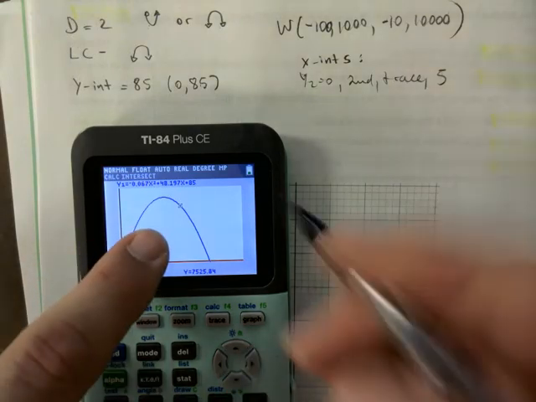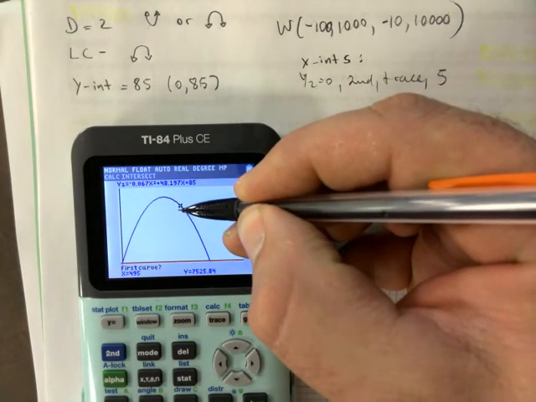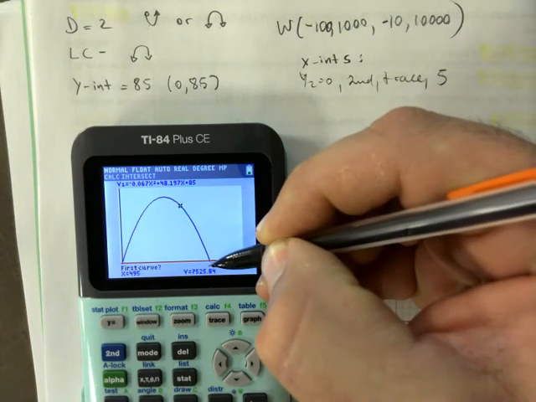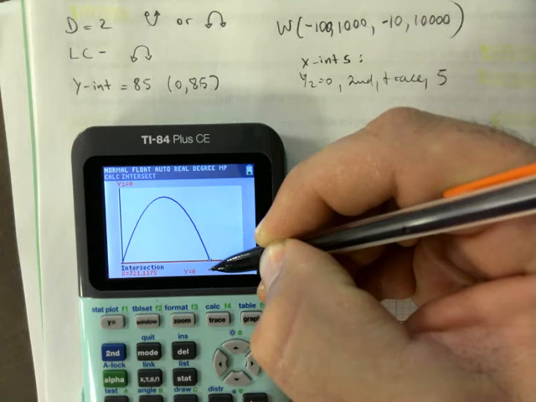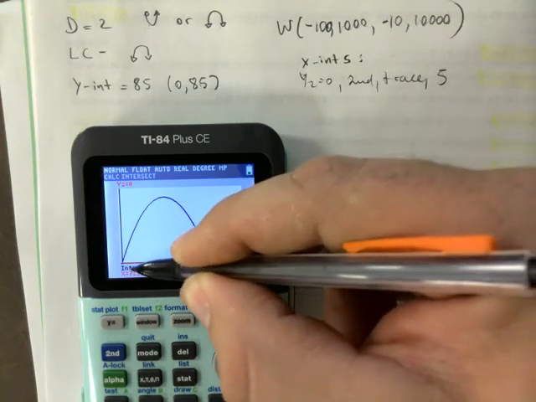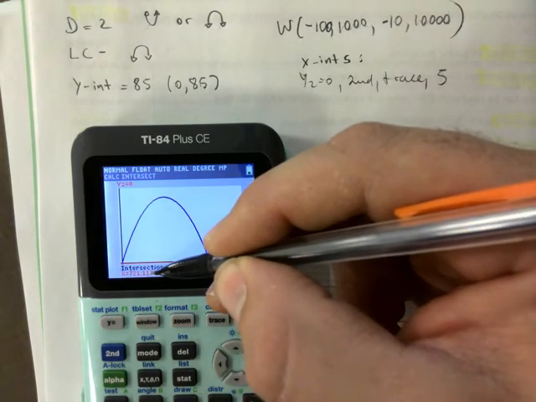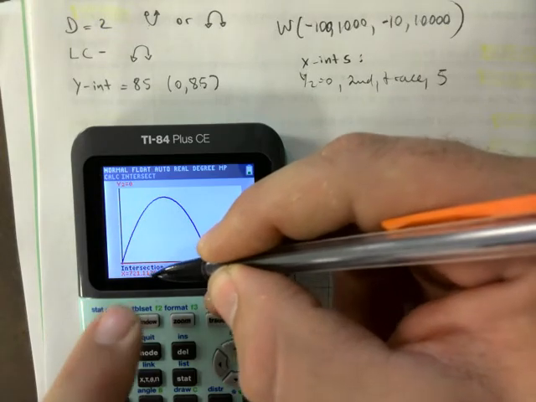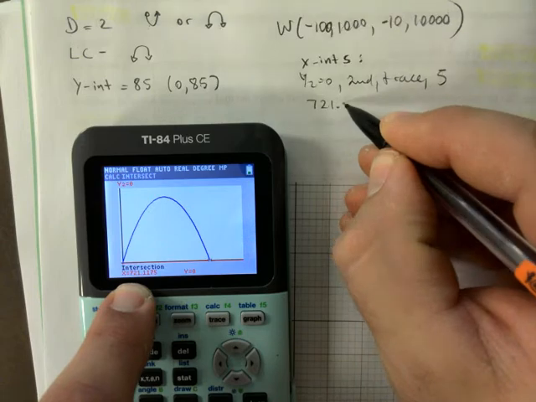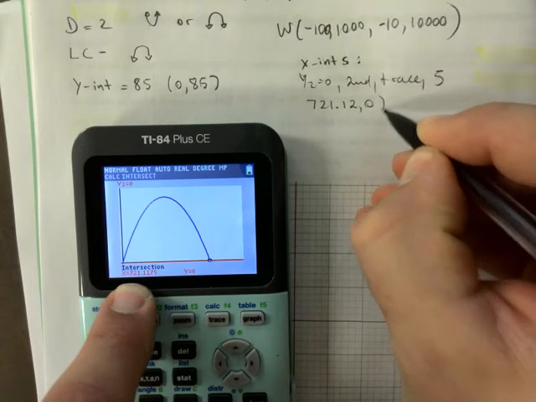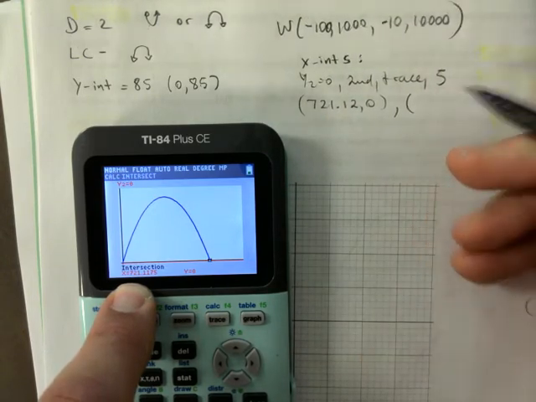So for example, right now the cursor is there. Which x-intercept is closer? This one, right? So if you hit enter, enter, enter 3 times until it says intersection, don't try to find it manually with arrows, okay? Don't do that. Just copy that number, and we have 721.120.